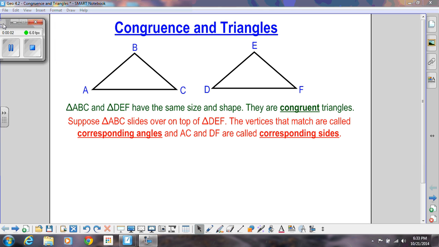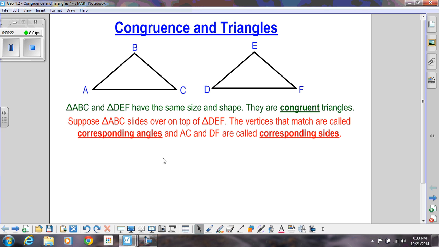So in this video, we're going to discuss congruence and triangles. And we have to be very careful when we discuss congruent triangles because the order that we describe the congruence is very important. So congruence, we know that means same size, same shape. And notice that these are both triangles and they're the exact same size, so they're congruent triangles.